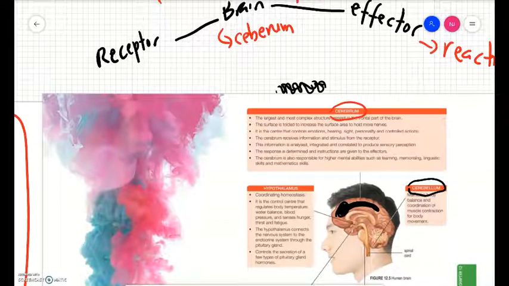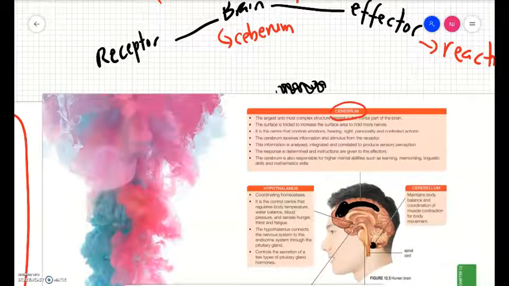Difference between these two, cerebrum and cerebellum. Cerebellum is located down here. What is the function of cerebellum? It is to maintain body balance and coordination of muscle contraction for body movement.